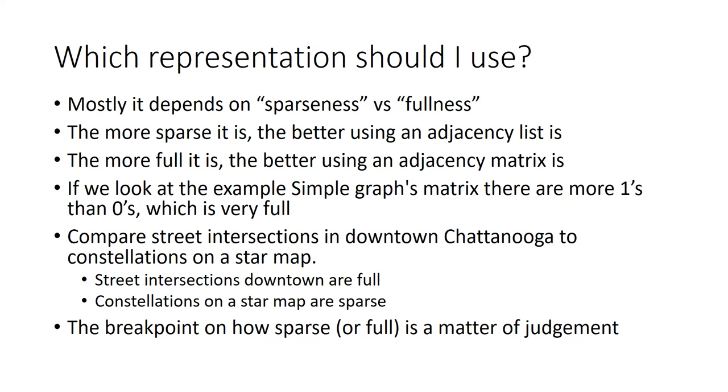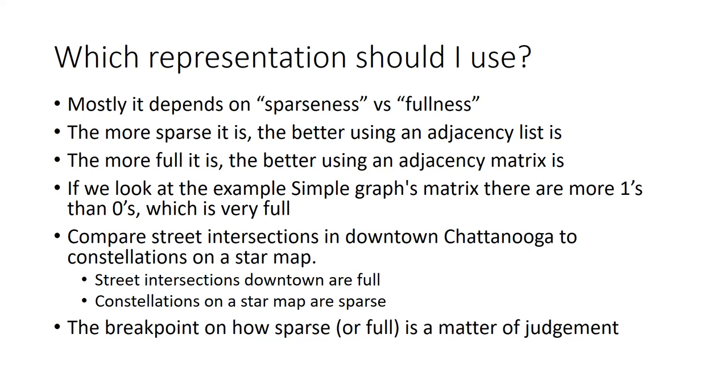This is not true of all graphs. We'll have an example. If we compare the street intersections in downtown Chattanooga to, say, the constellations on the star map, if you think about it, the street intersections downtown are pretty full. The streets pretty much all have at least one point where they cross each other. So each of the north-south streets crosses a whole series of east-west streets, for example. That's pretty full.